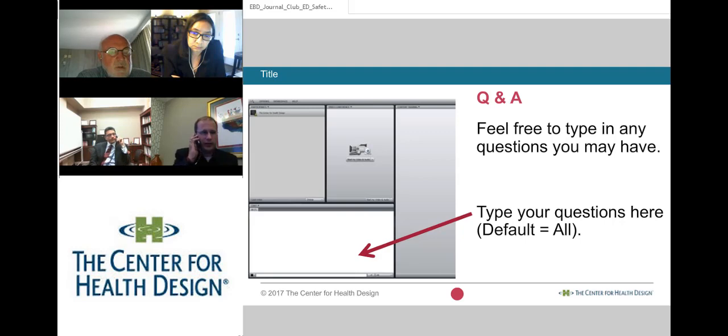We have our first question here. Any thoughts about access to the ED ambulance garage in rural areas?